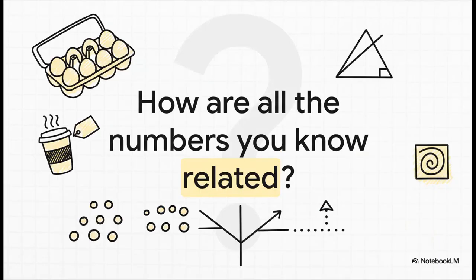I mean, think about it. You've got the number of episodes left in your favorite show, the temperature outside, a weird decimal from a math problem. How on earth do they all fit together? It turns out they have this surprisingly neat and tidy family tree, and we're going to climb it together.